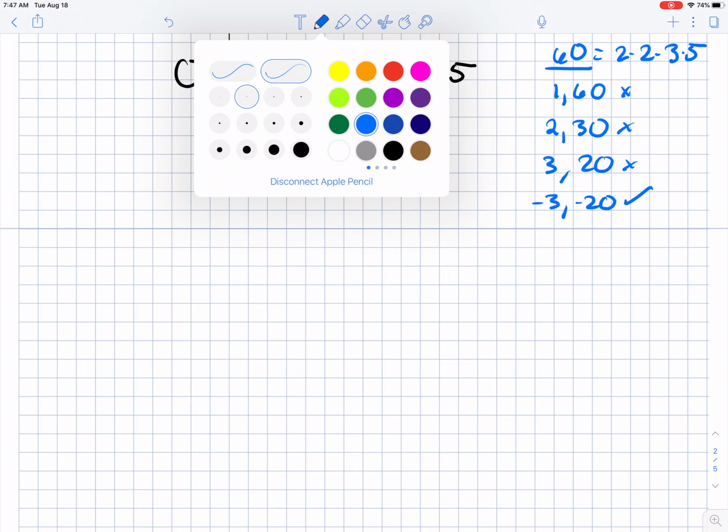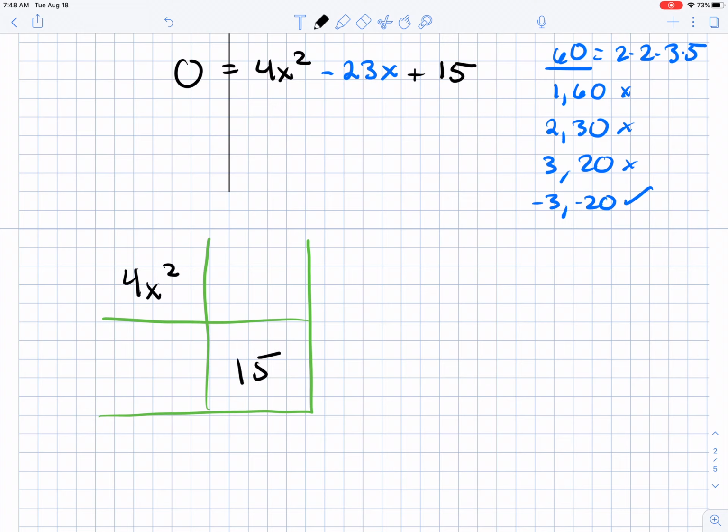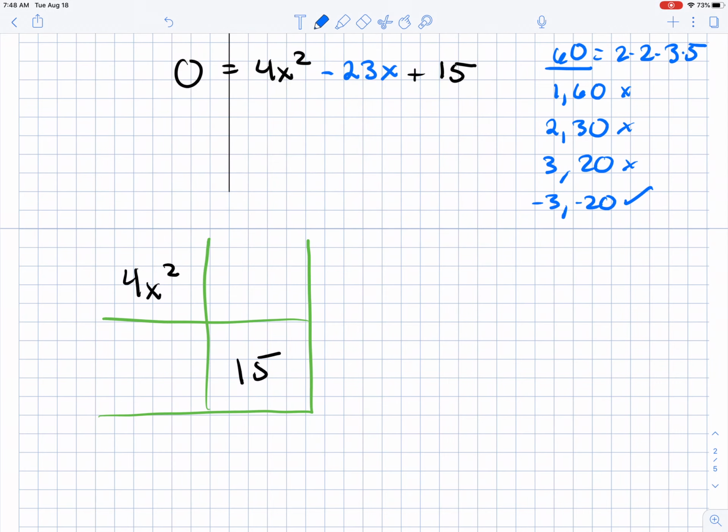Okay, so the box method is done in the following manner. The upper left-hand corner is going to be our leading term, so there's going to be 4x squared. The bottom right-hand corner is going to be our constant, which is this 15. And then the other diagonal, we're going to rewrite that negative 23x using those two numbers that we just found. So we're going to have this negative 3x and this negative 20x, okay?